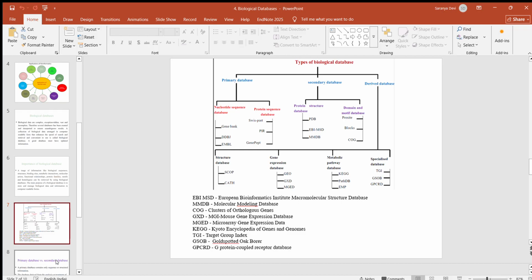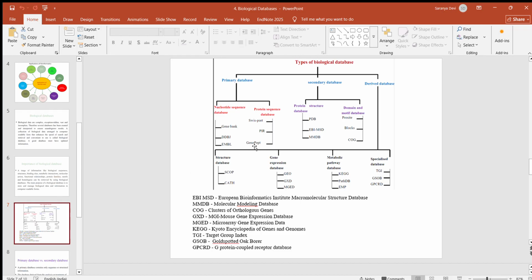In the primary database we study nucleotide sequence databases and protein sequence databases. In nucleotide sequence databases you get information from GenBank, DDBJ, which means DNA Data Bank of Japan, and EMBL, which indicates European Molecular Biology Laboratory. These are the information you can get from nucleotide databases. In protein sequence databases, you study detailed information about proteins, like the SWISS-PROT database. PIR indicates Protein Information Resource database. Then there is the GenPept database.